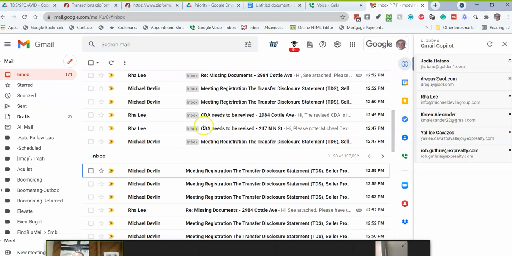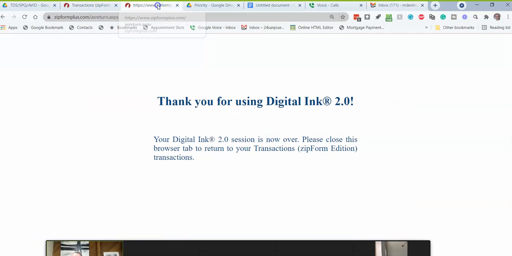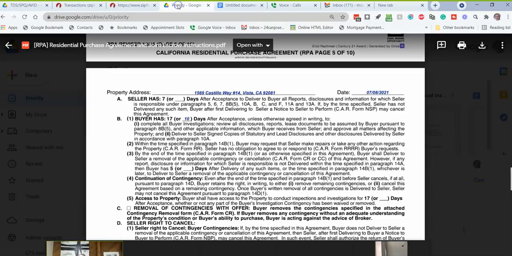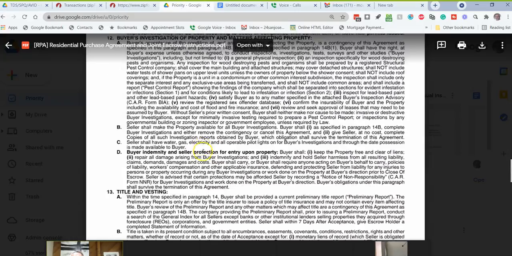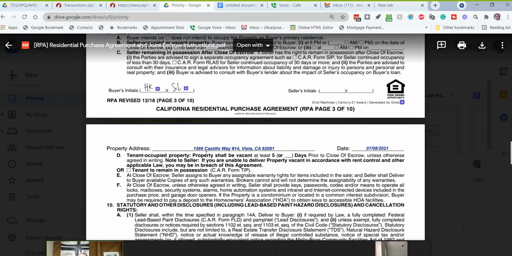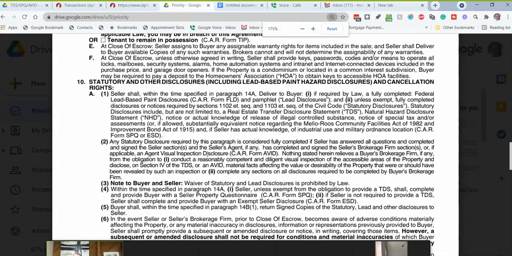Now what's going to happen is, in a moment, I'm going to get it. And it may take a second. All right. So while we're doing that, giving it a moment to find itself. Here we go. So here's a copy of an RPA. One of the many we've got going on right now.